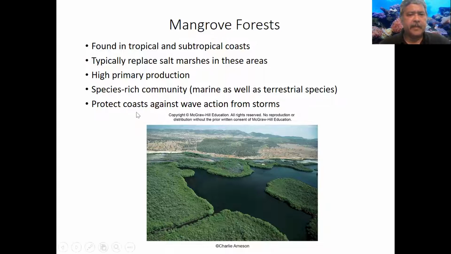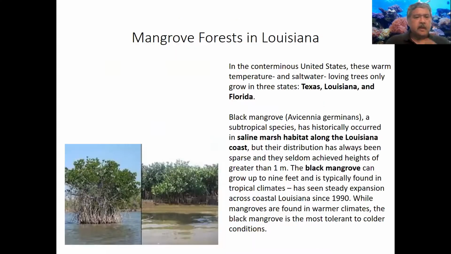And another thing about mangroves is they protect the coast against wave action from storms. And so the dirt, the soil, the mud, the sand, has something it can hold on to, if you will, and then it doesn't get washed away as easily due to the waves.